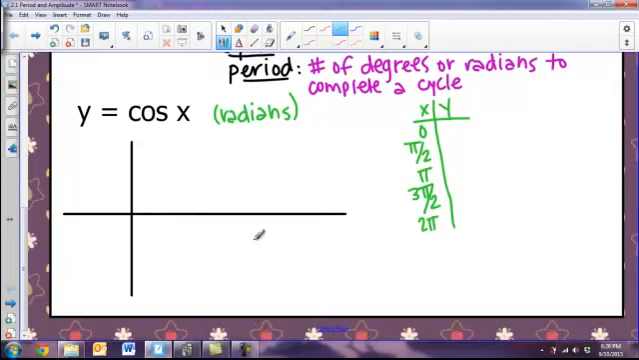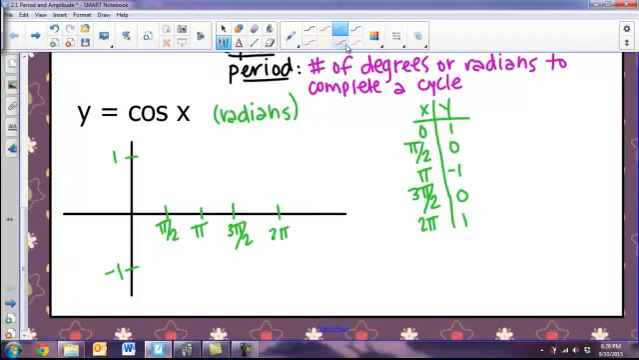Now cosine, remember, is your x coordinate. So if you're over here at 0 degrees on your unit circle, or 0 radians, you would have a cosine value of 1. Up here at pi over 2, it turns into 0. At pi, it'd be negative 1. 3 pi over 2 is 0, and 2 pi is again 1. And again, it repeats itself. So when I graph this, my highest y value is 1, my lowest y value is negative 1. One of my critical points is pi over 2, then pi, 3 pi over 2, and 2 pi.